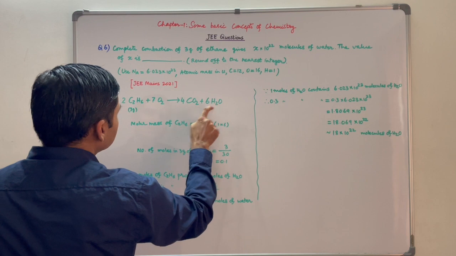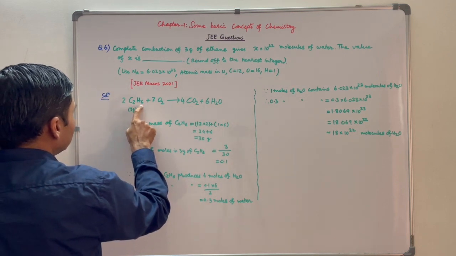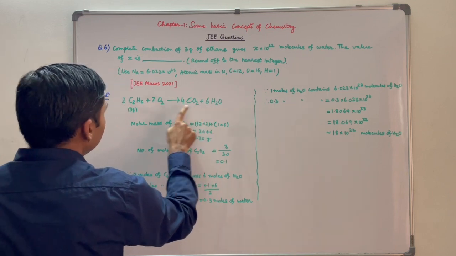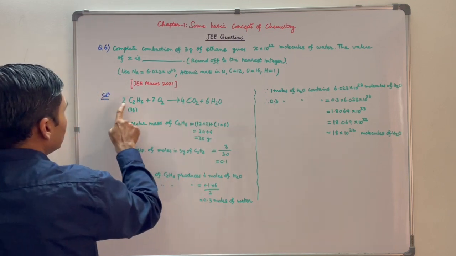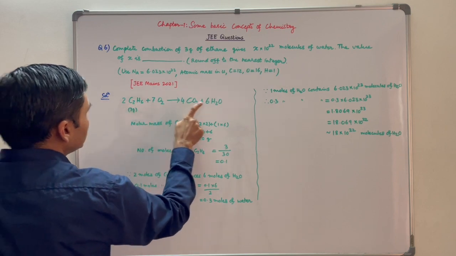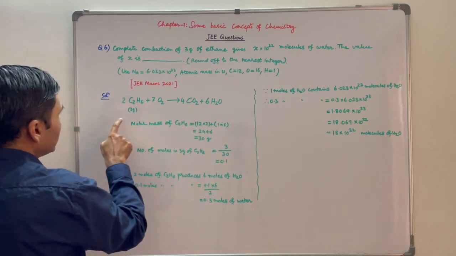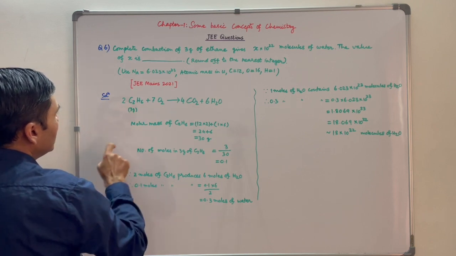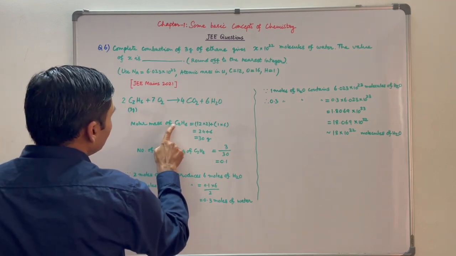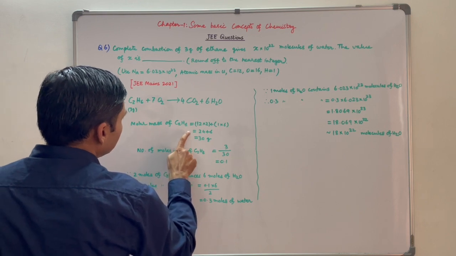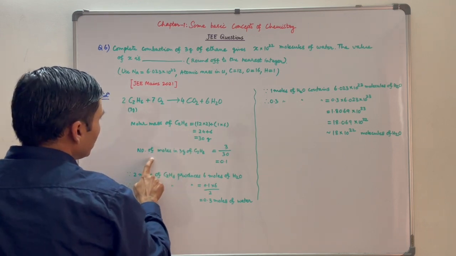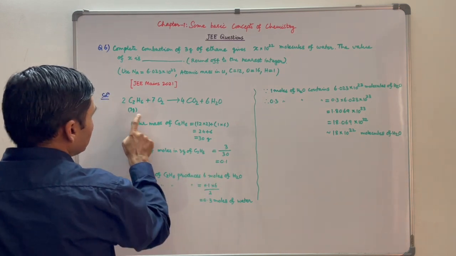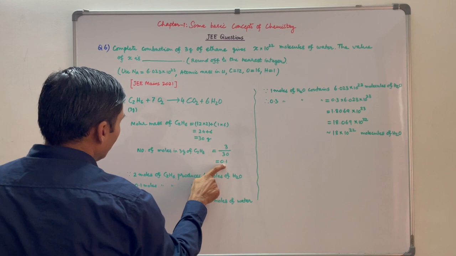Balanced chemical equation is this. 2C2H6, that is ethane, plus 7O2 makes 4CO2 plus 6H2O. It is clear from this equation that 2 moles of C2H6 produce 6 moles of water. So first let us figure out how many moles of C2H6 are there in 3 gram. So molar mass of C2H6 is 12 into 2 plus 1 into 6, that is 30 gram. So number of moles in 3 gram of C2H6 will be 3 upon 30. So that will be 0.1 moles.